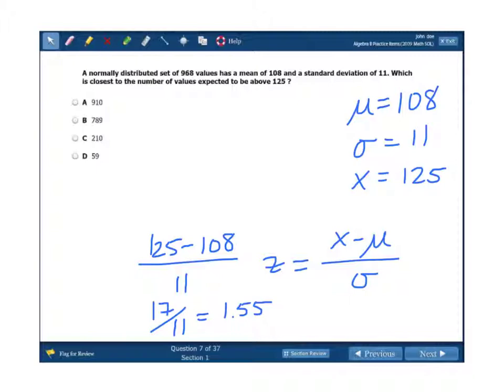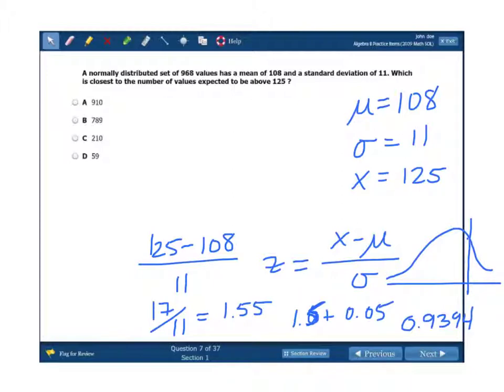So you're going to find your z-score. Remember, you look for the 1.5 and then the 0.05. And when you go look for that, you're going to find the number 0.9394. Now remember what that is. That is from here down.